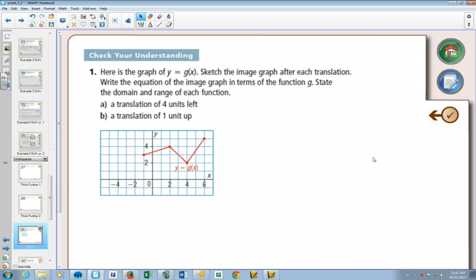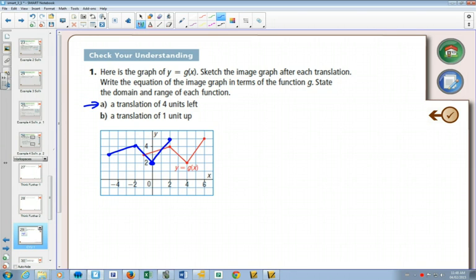So all I'm going to do is take each of the points. I'm going to do part A in blue. I'm going to take this point and go 4 to the left, 1, 2, 3, 4. Draw a point. Take this one, go 4 to the left, 1, 2, 3, 4. So I take all 4 key points, move all 4 of them 4 to the left, connect the dots, and there we have part A.